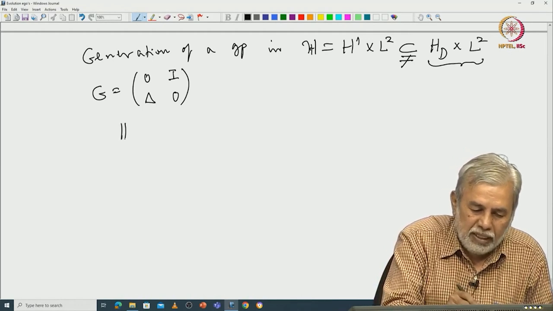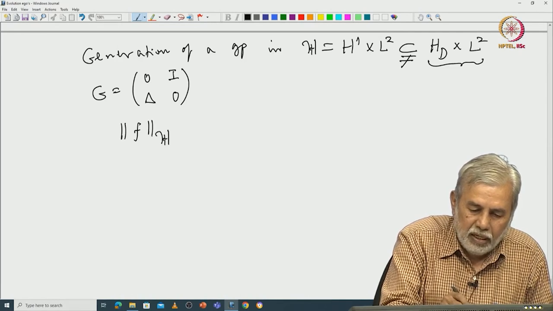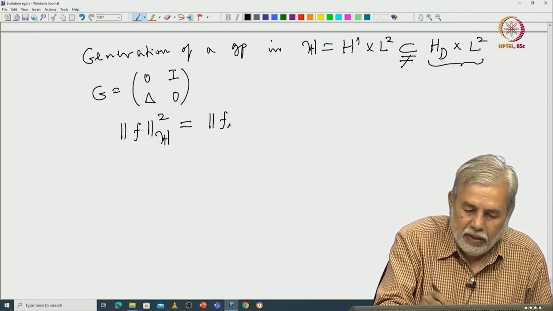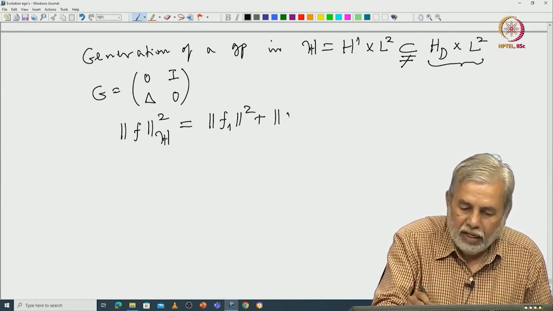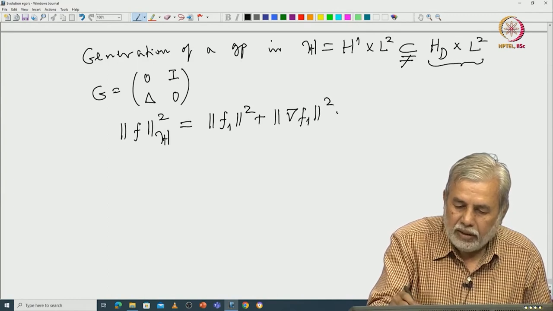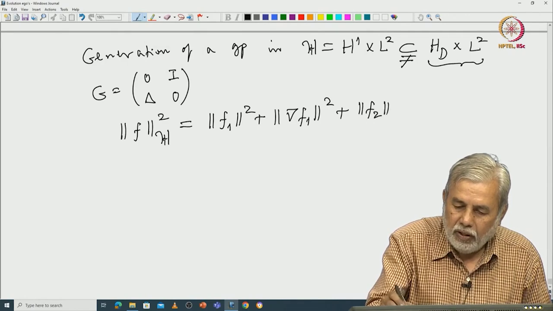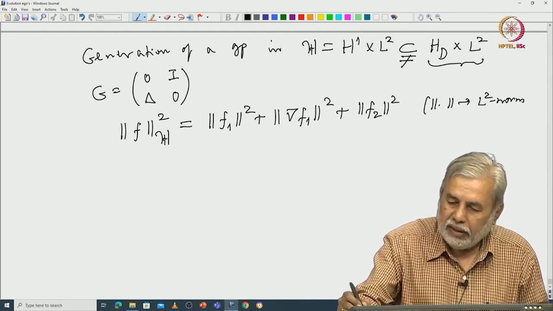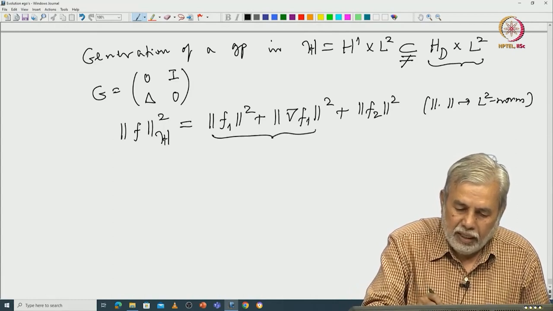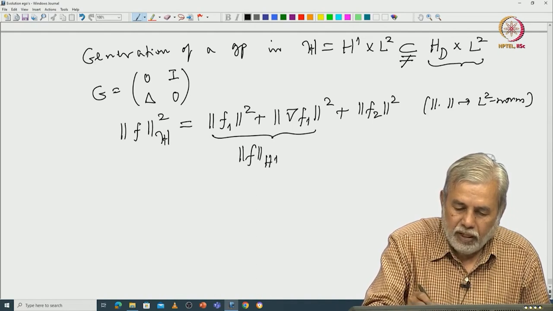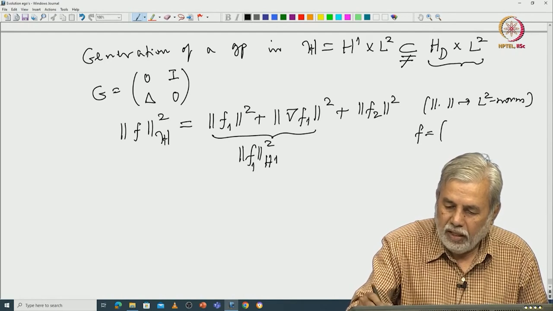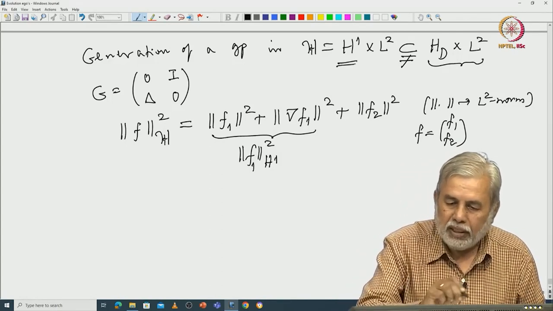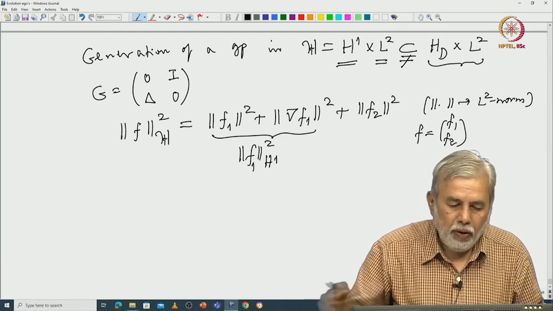So, what is the norm in this space H? So, yeah, let me call it. So, this is, let me put square there, F 1 square plus grad F 1 square plus F 2 square. So, here this abbreviates the L 2 norm. For other things I put that subscript. So, this is nothing but the H 1 norm of F 1, plus the L 2 norm of F 2, because any element in this Hilbert space has two components, one from the Sobolev space H 1 and another one from L 2. Okay.